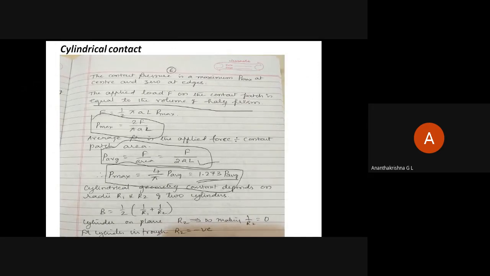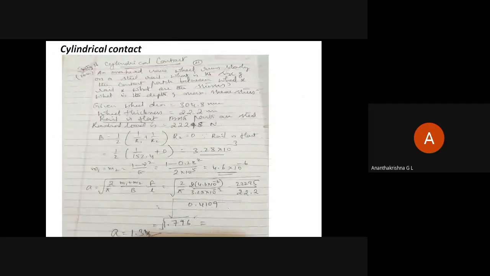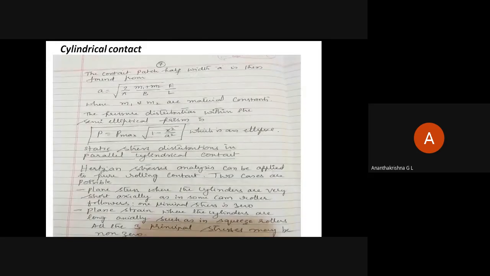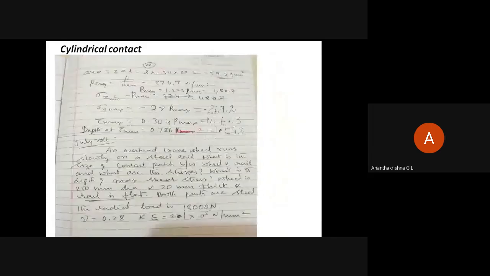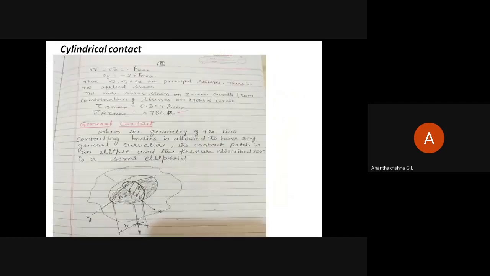And then again, as usual, R1 and R2 are the radii of the two bodies which are in contact, and this is the geometry constant B. So we found out the contact patch for cylindrical contact. This is the equation for the contact patch. And then we solved a few problems of overhead crane and rail wheel.